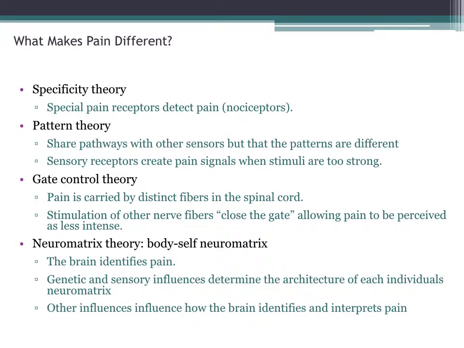pain. Some of the other influences on how the brain identifies and interprets pain can be your family background, how your family raised you to identify pain, or how your culture tells you pain is to be interpreted or expressed. And so, in a way, it's a more holistic way of looking at pain, since we know that different cultures seem to respond to pain differently than other cultures, and that even within a culture, different people from different families respond to pain stimuli differently.